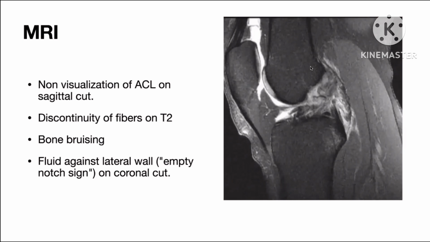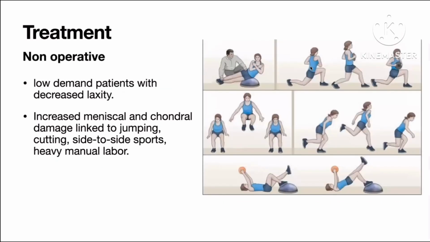On MRI, these are the findings: non-visualization on the sagittal, discontinuity on T2, bone bruising, and an empty notch on the coronal. So for treatment, there is room for non-operative management for low-demand patients with decreased laxity. But again, it is associated with increased meniscal and chondral damage linked to pivoting sports.